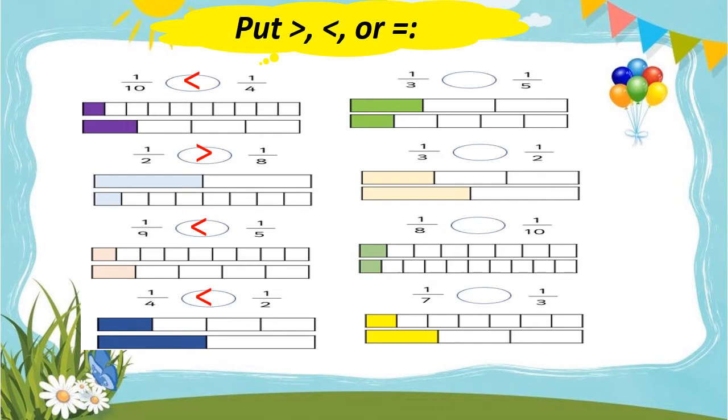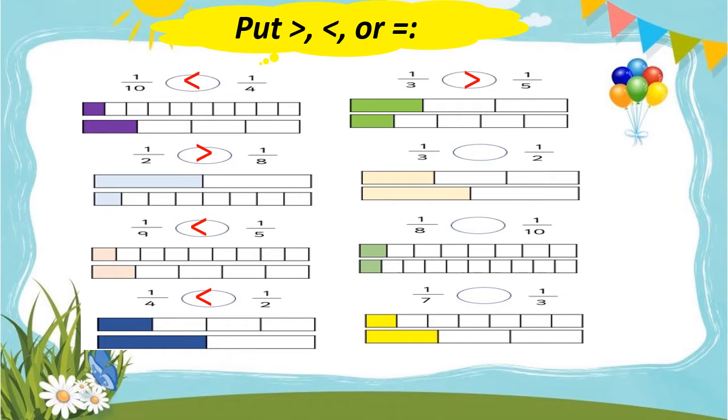The second line, we have two strips. The first one is cut into 3 equal parts and we shaded 1 out of 3. The second one is cut into 5 equal parts, and we shaded 1 out of 5. Which one is the biggest? Excellent, 1 out of 3 is bigger than 1 out of 5.